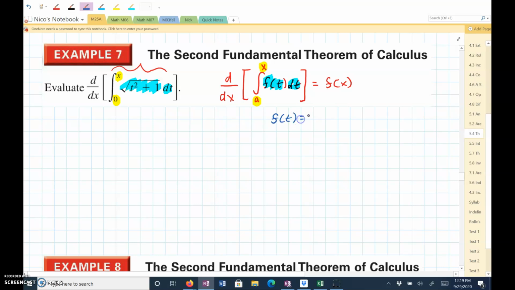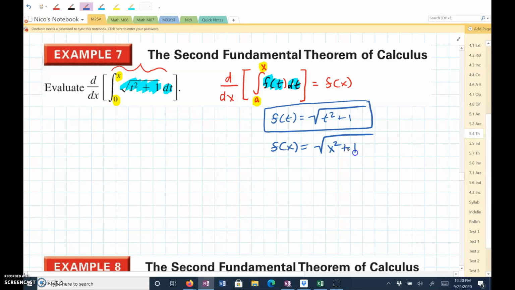So f of t is equal to the square root of t squared plus 1. So we can apply the second fundamental theorem of calculus, which says that if f of t is this, then f of x must be equal to the square root of x squared plus 1. Thus, this is equal to f of x, which is the square root of x squared plus 1. So that would be the answer to the derivative of this integral with respect to x.